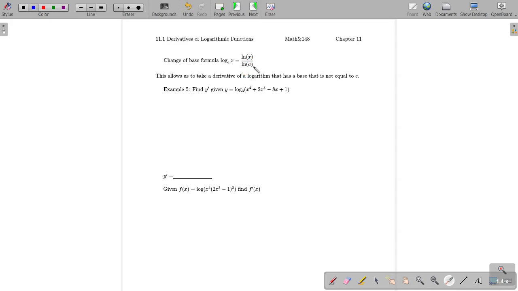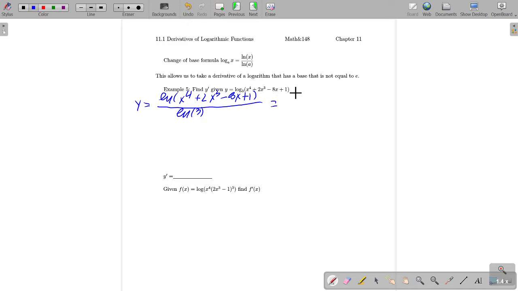This is done so that we can take the derivative of the numerator, because we don't have a formula for this. We have an example here where we have log base 3. I can't take the derivative because it's not natural log. So the first thing I'll do is use change of base to convert it to natural log. So we have y equals the natural log of x to the fourth plus 2x cubed minus 8x plus 1 over the natural log of 3.